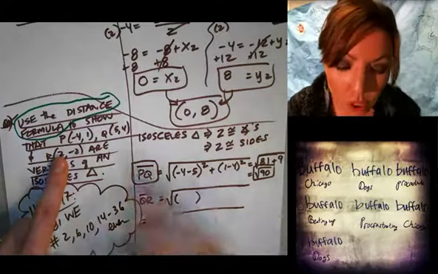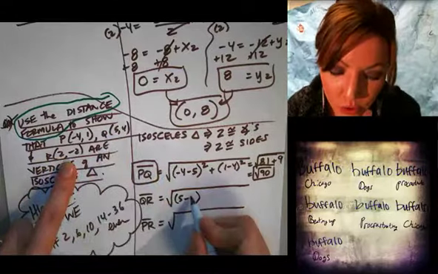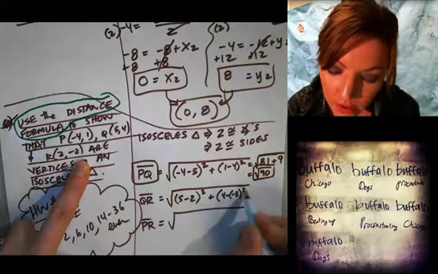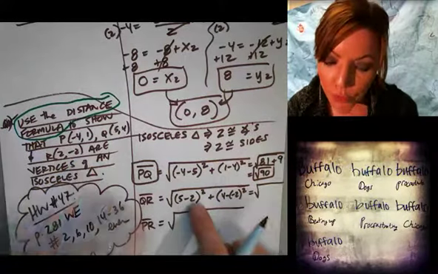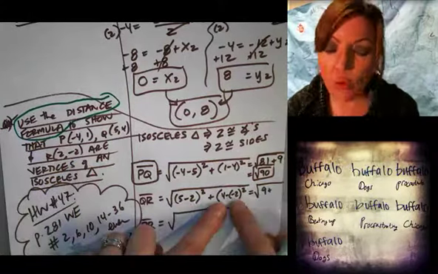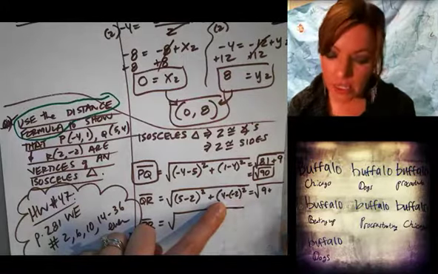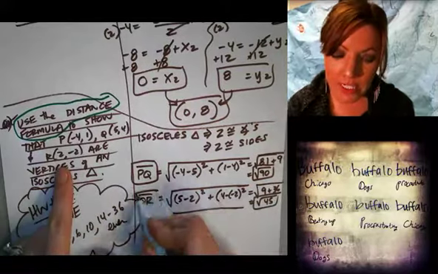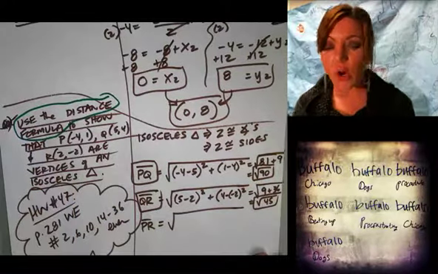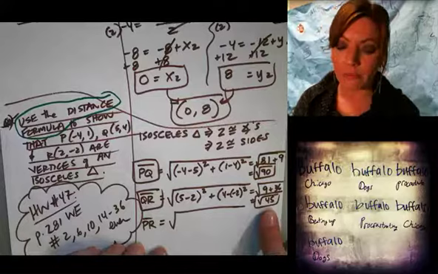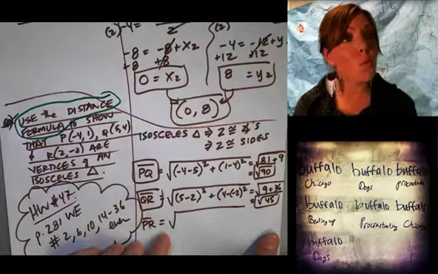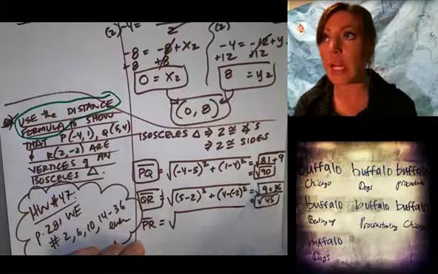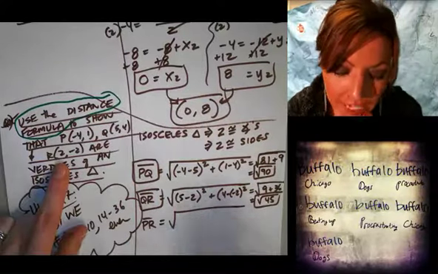Okay, so with Q and R, we do 5 minus 2 squared plus 4 minus -2 squared. So that comes out to 3 squared is 9. 4 plus 2 is 6, squared is 36, 36 plus 9 is 45. So the distance between points Q and R, side QR, has a length of the square root of 45. So that means this last one should either have a length of root 45 or root 90, if it's an isosceles triangle.